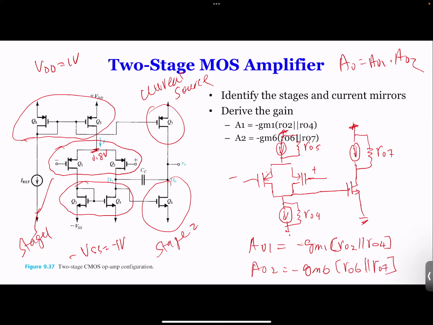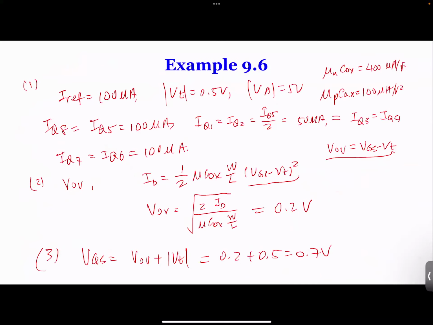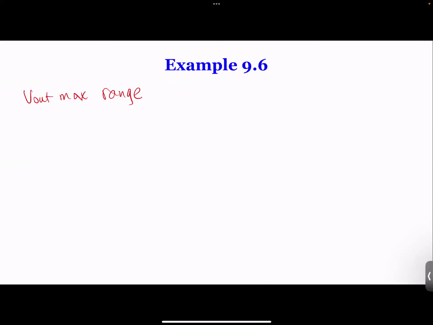And at what condition would the output be too low? Right now we're just looking at the maximum we can get, which is 0.8. If this one goes into triode mode, what happens? That's when it no longer amplifies. So your output over here will be -1 plus 0.2, which gives you -0.8.